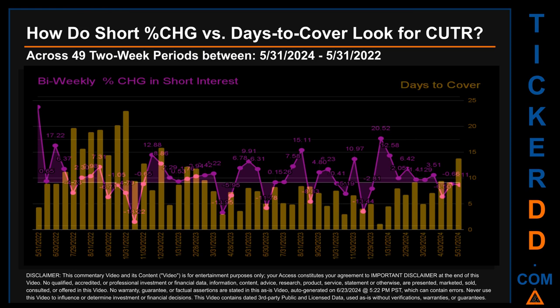The largest percentage decrease in short interest found across those 49 two-week snapshots was -18.22%. It occurred once on November 15, 2022 settlement date. The average days to cover was about 9.09. The biggest days to cover was 22.93, and it happened once on October 31, 2022 settlement date.